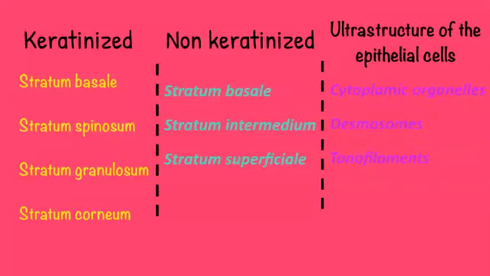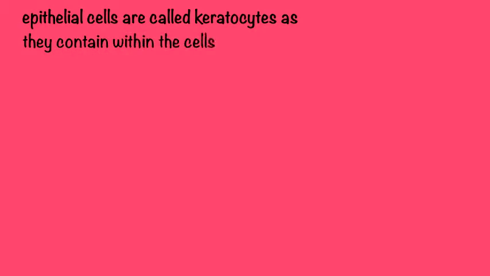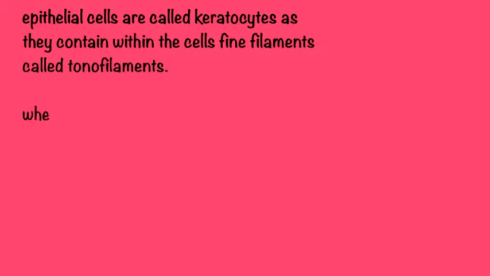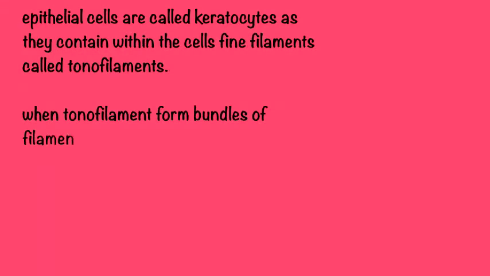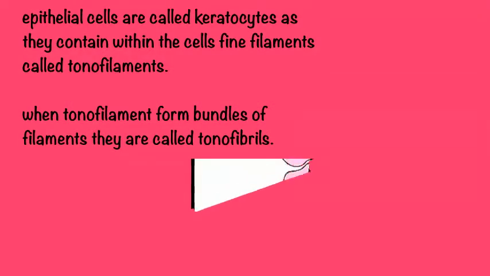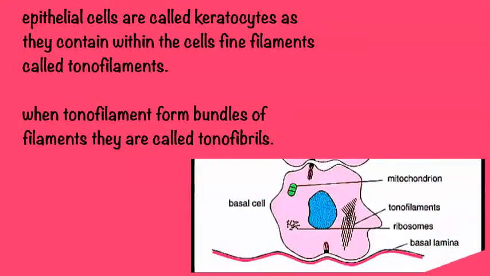Ultrastructure of the epithelial cells. Cells of the basal layer are the least differentiated oral epithelial cells. They contain typical organelles, tonofilaments and desmosomes. Epithelial cells are called keratinocytes because they contain tonofilaments. They form a bundle, which is called tonofibrils.